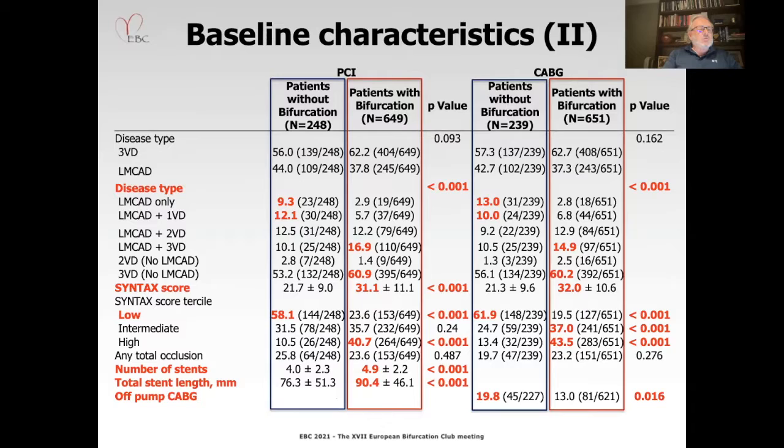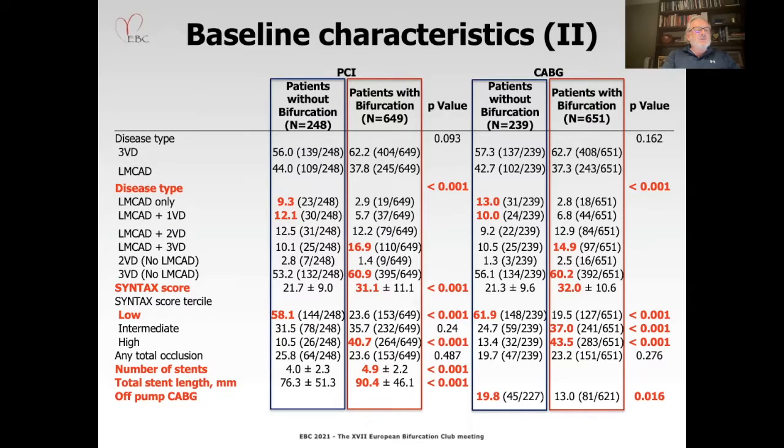The ratios of 3-vessel disease and left main are different, with more isolated left main or left main with 1-vessel disease in patients without bifurcation, versus more patients with 3-vessel disease in patients with bifurcation. The SYNTAX score is higher by 10 points. Low SYNTAX score is prevalent in the group without bifurcation, and the high SYNTAX score is more prevalent with bifurcation.